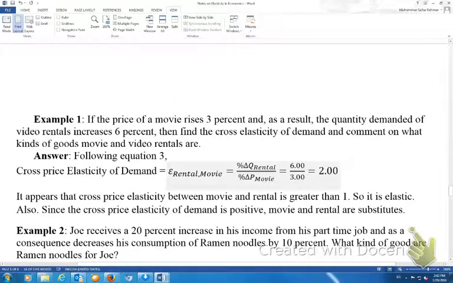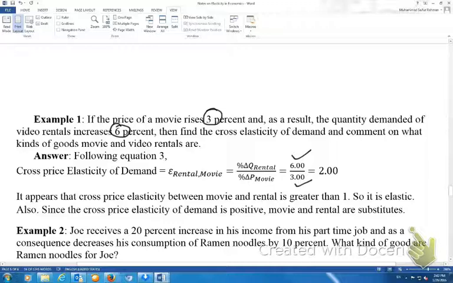Okay, so let's look at the first example. Example 1 says that if the price of the movie rises by 3%, the quantity demanded for video rentals increases by 6%. Then find the cross price elasticity of demand and comment on what kind of goods movie and video rentals are. So following equation number 3, we can simply plug in the numbers, where percentage change in quantity demanded for video rentals is 6, percentage change in price for movies is 3, both of them positive numbers. The cross price elasticity of demand is 2.